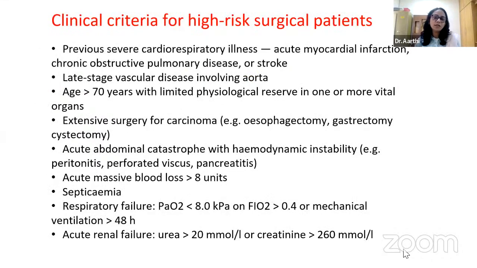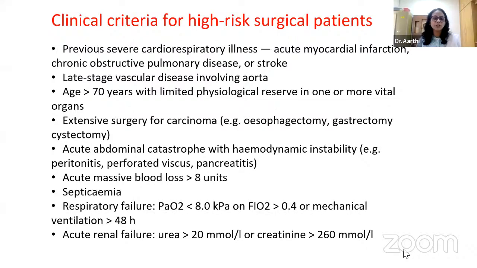High-risk surgical patients include patients with previous severe cardiorespiratory illness like acute myocardial infarction, chronic obstructive pulmonary disease, or a history of stroke, and patients with vascular diseases involving the major vessels. Also, old age patients more than 70 years with limited physiological reserve, patients who undergo extensive surgeries like esophagectomy and gastrectomy, and acute abdominal patients with peritonitis or perforated viscus. Also included are patients with massive blood loss, septicemia, sepsis, and septic shock features, and patients with respiratory failure and acute renal failure.